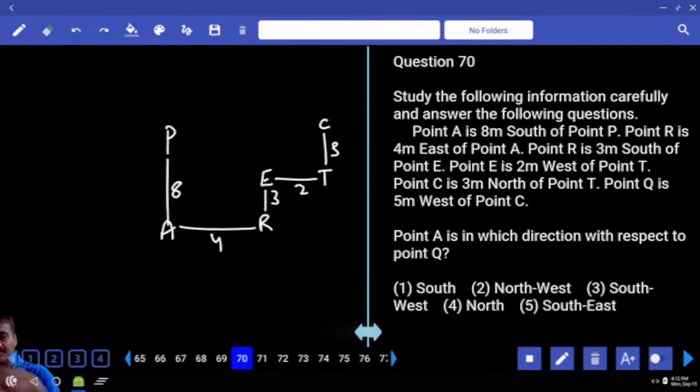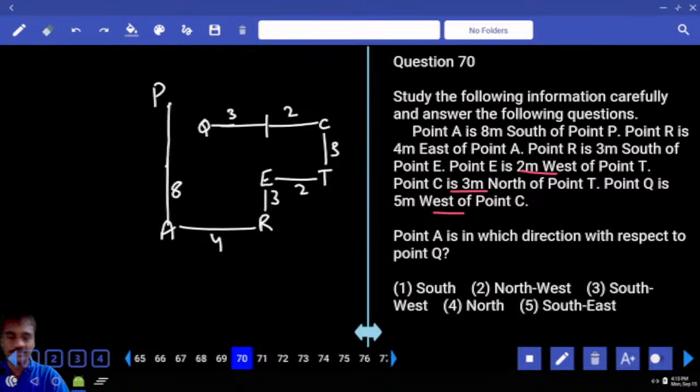3 meters. Now 3 meters, then what should this be? 8 meters means it must be more than 6. Then P will be here. Then C is 8 meters. E is 2 meters to the west of T. C is 3 meters. Q is 5 meters to the west of C. Now 5 and this is how much? 2. And the 3 will be there, 3. Now 2 plus 3, what is this one?